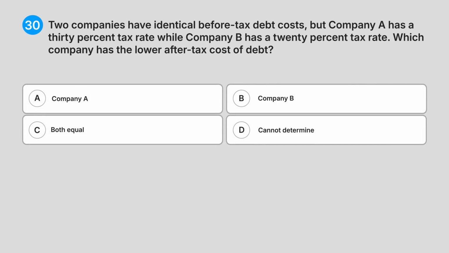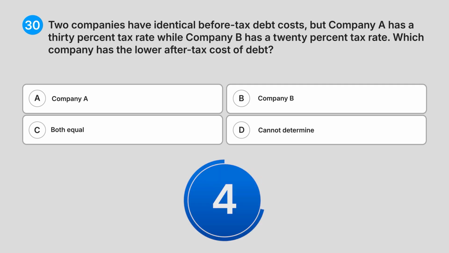30. Two companies have identical before-tax debt costs, but company A has a 30% tax rate, while company B has a 20% tax rate. Which company has the lower after-tax cost of debt? A. Company A. B. Company B. C. Both equal. D. Cannot determine. Can you guess the answer?